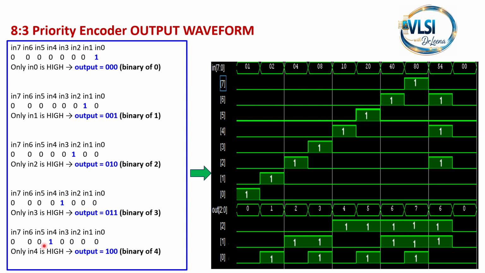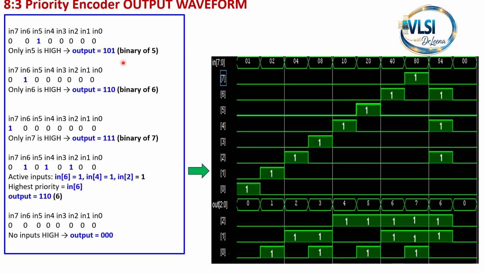Then when IN4 is high, the output is 100. See, when IN4 is 1, it is 100. And here, when IN5 is high, the output is 101. And then when IN6 is high, the output is 110. Then when IN7 is high, the output is 111.